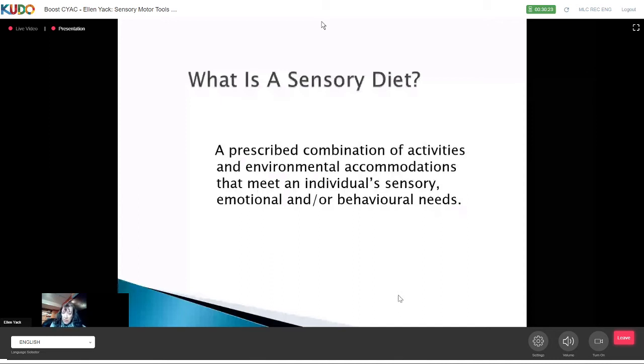or behavioral needs. All of us in our daily lives as individuals, as parents, as partners, will use a combination of sensory motor activities or tools and environmental combinations to meet our own needs and the emotional and behavioral needs of our partners, of our children.